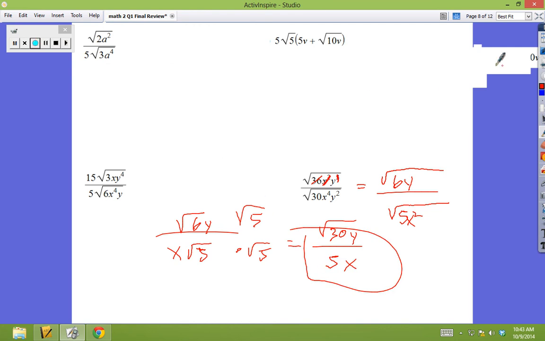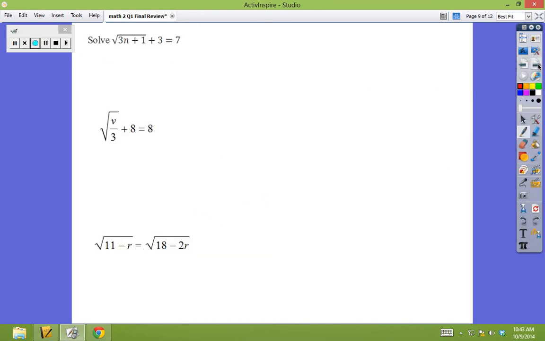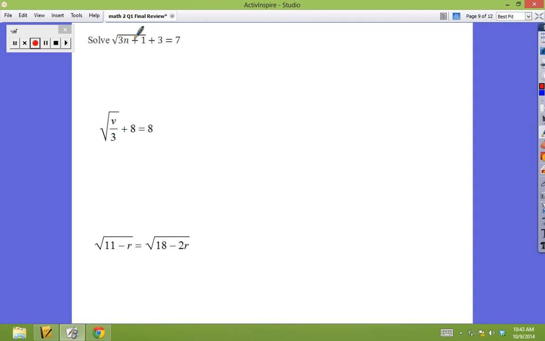Okay, now, what else do we got? Okay, solving equations if they have a radical. You got to get the radical all by itself. Anything on the outside of it, you got to get rid of. So get rid of this plus 3, minus 3, minus 3, first move.